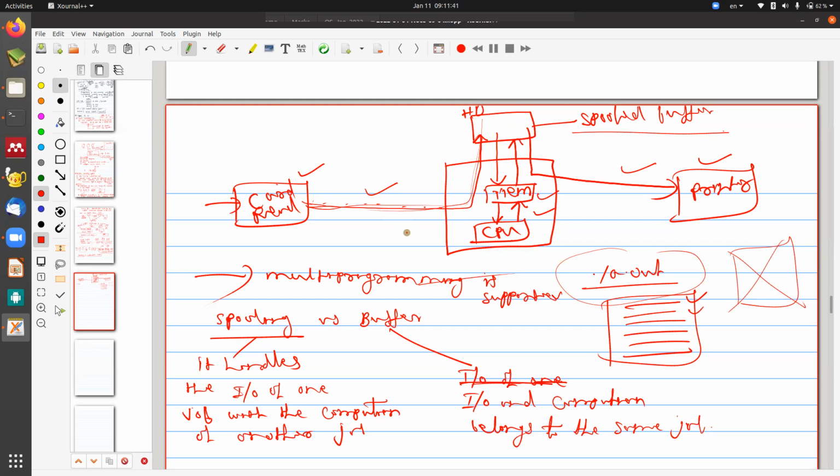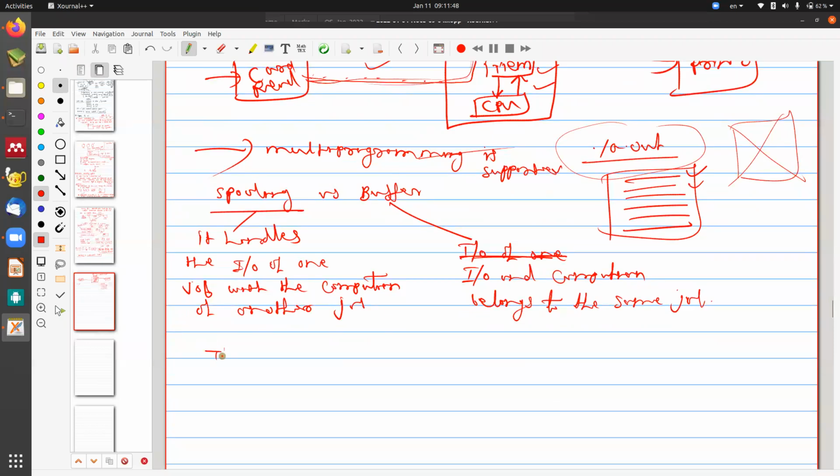So this feature, or the hardware that enables spooling, is called the DMA. The hardware that enables the spooling is called DMA. DMA means direct memory access. I'll just give an overall view of what this is.